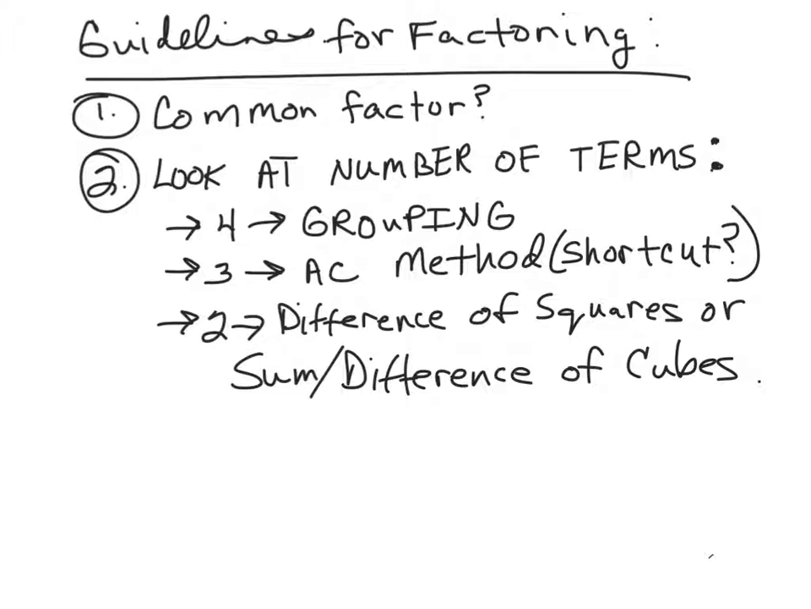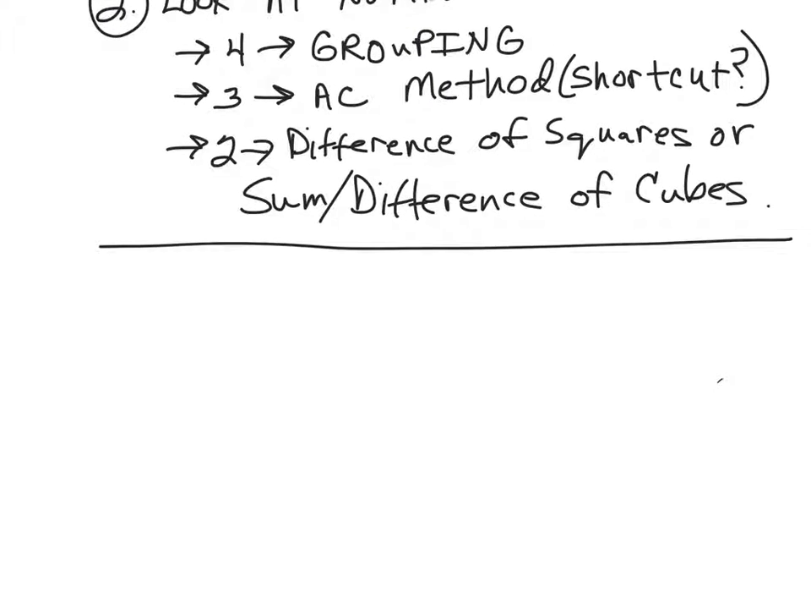So let's pull up some factoring problems, and using these guidelines, let's get them factored. So you want to keep those guidelines handy as we approach these problems. 2m squared minus 10m minus 48.